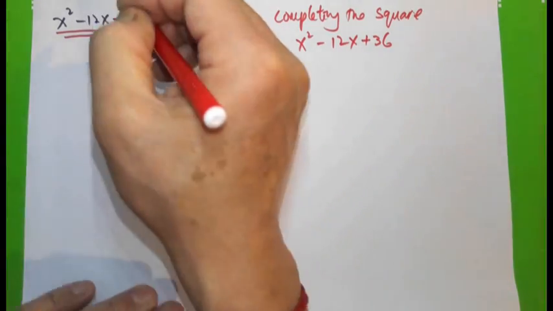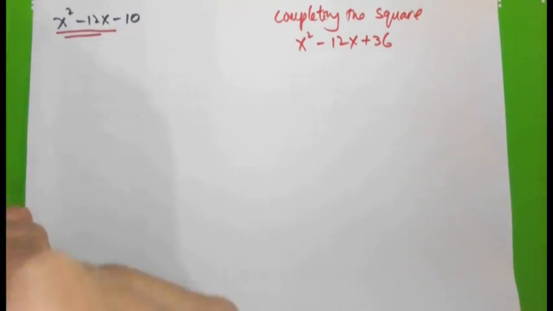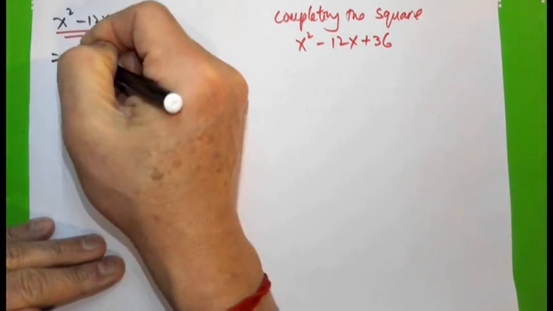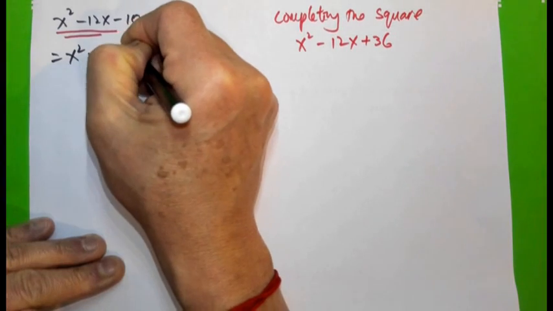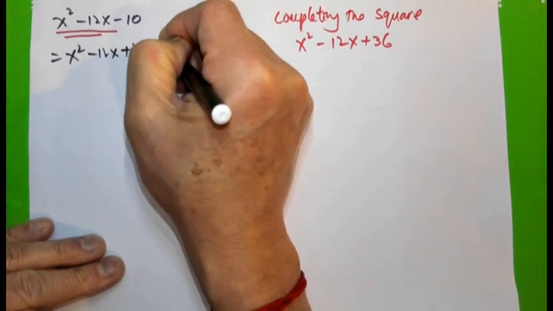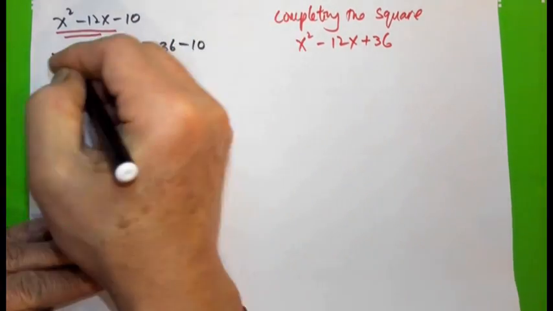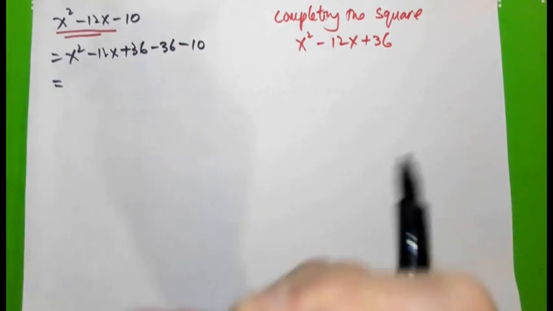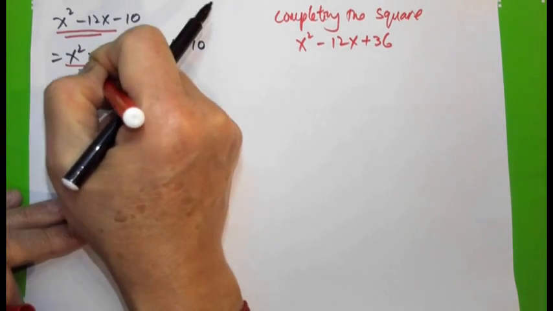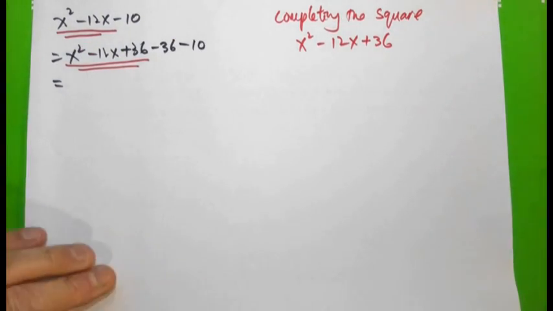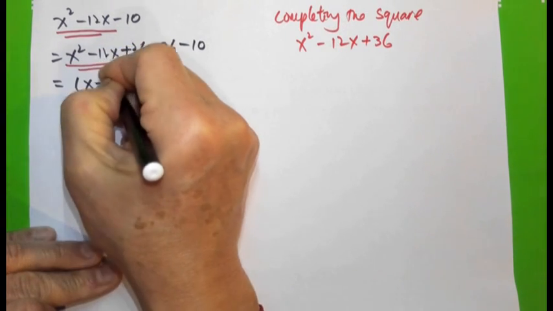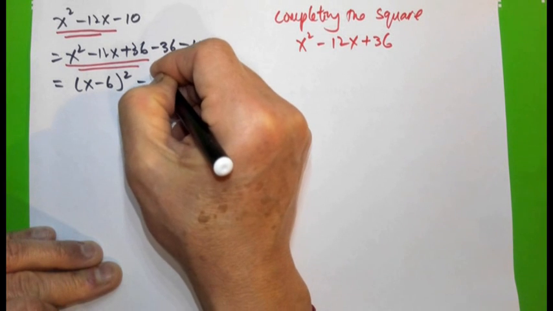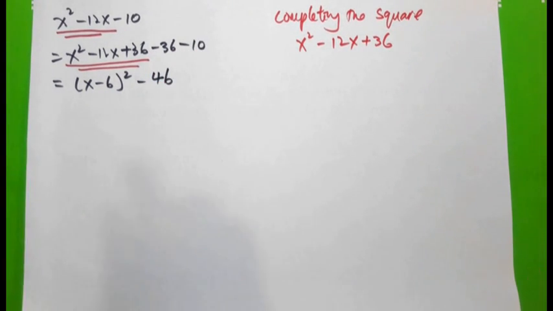We can rewrite this now as x squared minus 12x plus 36 minus 36 minus 10. And therefore, factorizing this bit is actually x minus 6 squared minus 36 minus 10, that is minus 46. We'll stop there, completing the square.